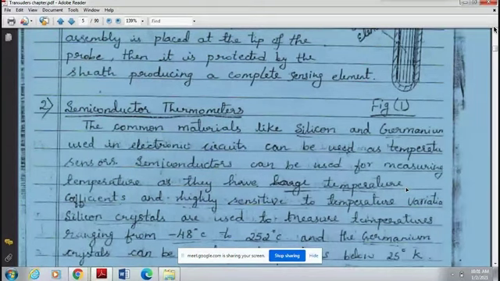plus alpha into t plus alpha 2 into t square, like that up to alpha n into t power n. It is an equation which is used to find out the resistance value. Okay, depending upon that resistance value only we can determine what is the change in the temperature.